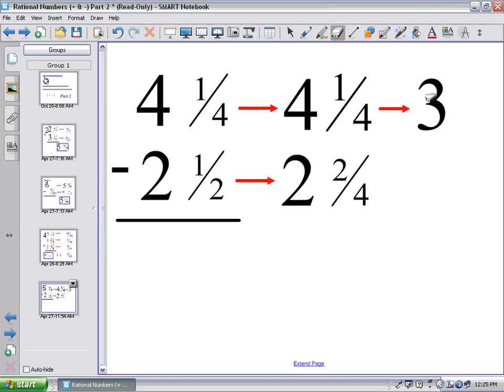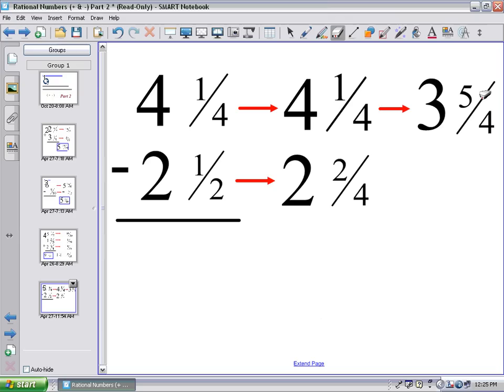And then now the fraction part, what I need to do is take the denominator of the original fraction, which was 4, because my fraction was 1/4. I take the denominator of that fraction and I need to add it to the top. So now, as a result, 4 1/4 becomes 3 5/4. Notice, 4 1/4 was it originally? 3 5/4 after I'm done, after I borrowed.